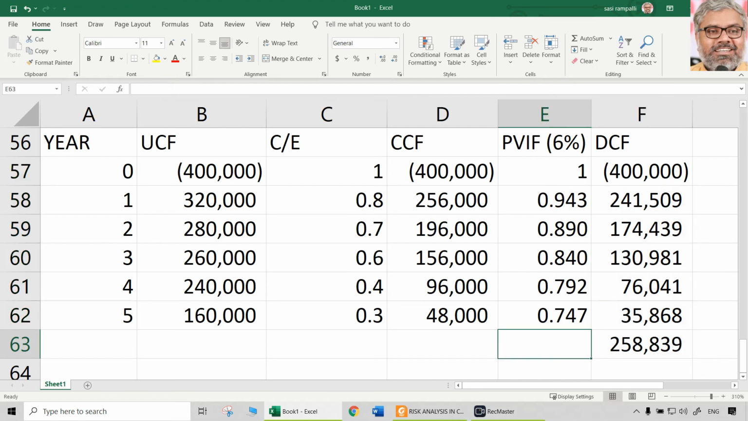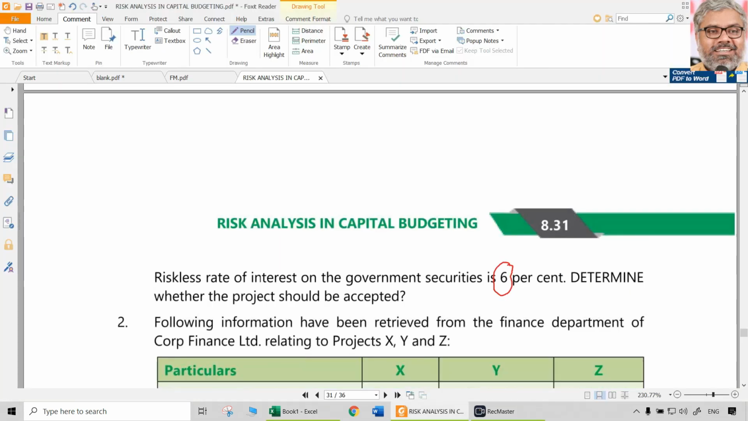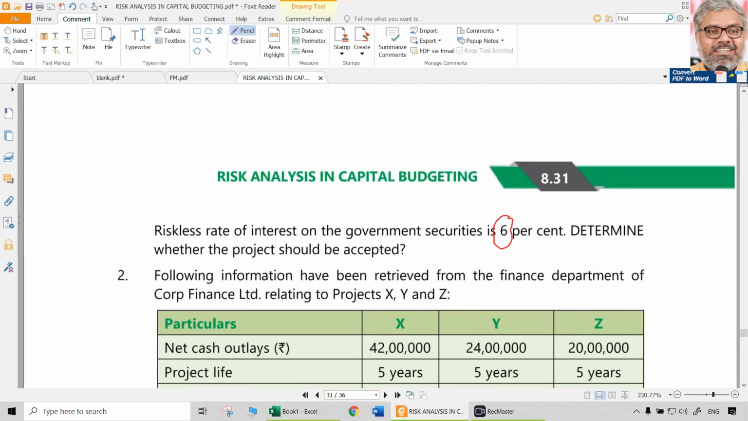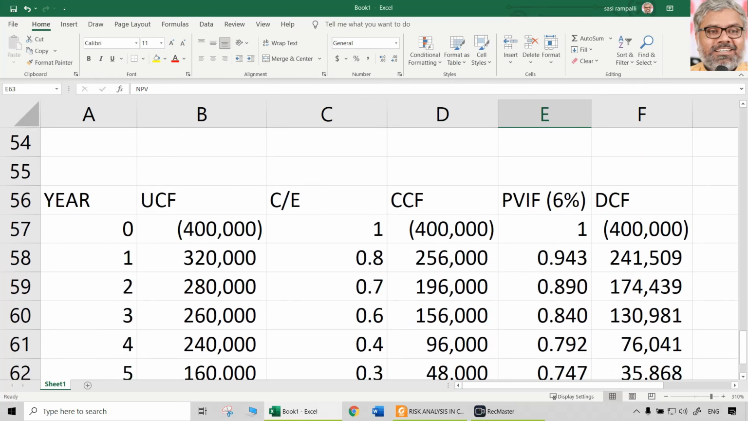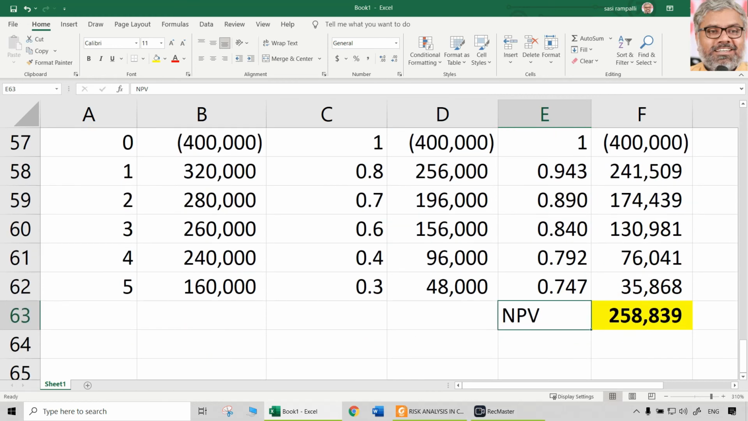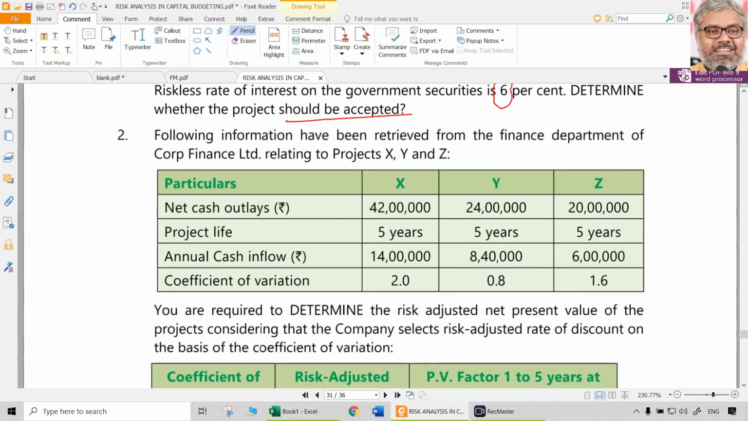So the NPV of this particular project is going to be 2,58,839 or 840 approximately. Since the NPV of the project is positive, the project should be accepted. That's it. That will be the answer for question number 1. Of course, it will take time because you will do the calculations on the normal calculator. But accuracy is very, very important. Then moving to the second question.